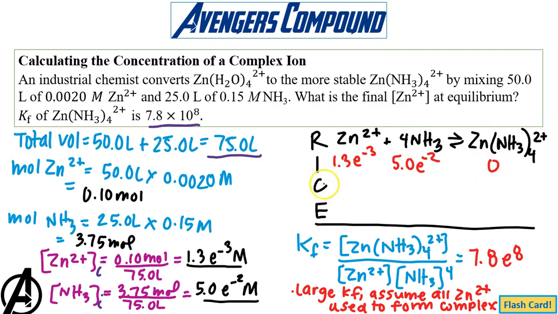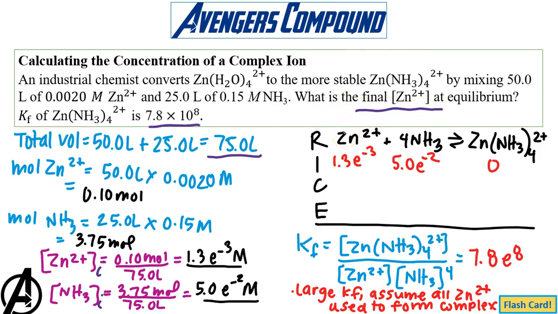Now, before I start writing in minus x and everything like that, I have to look at my Kf expression and value. My Kf value is very large. It's 7.8 times 10 to the 8th. When you have a large Kf value, that means that you're going to have mostly this complex form, or mostly products, right? And so because we're forming this complex, we definitely are going to be assuming that all of our Zn2+ is going to be used up to form that complex. Why are we focused on Zn2+? Because as you can see, our NH3 is definitely in excess here. And so Zn2+ is going to be our focus, is going to be used all up. So now we have to think, wait a minute, they want us to find the final concentration of Zn2+.